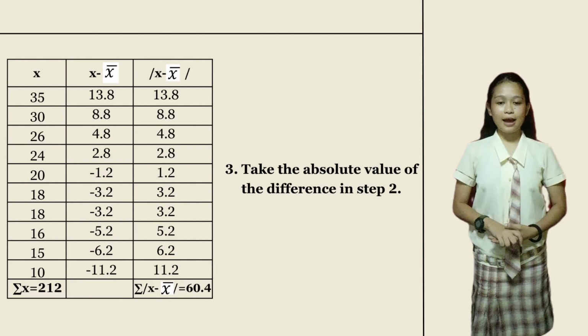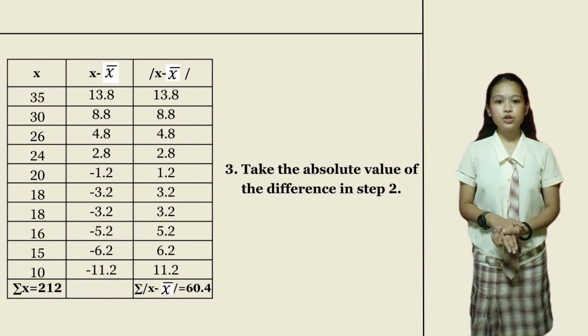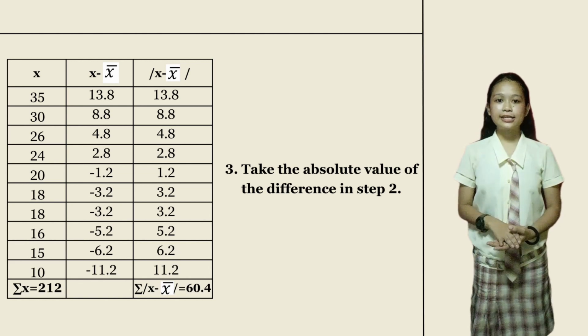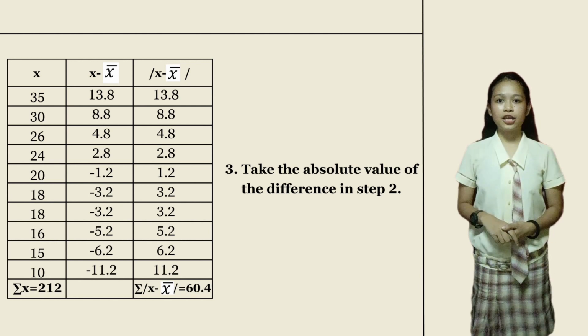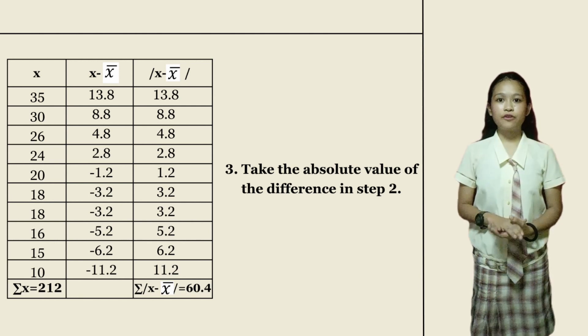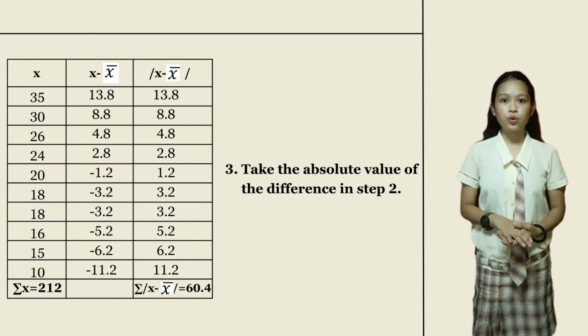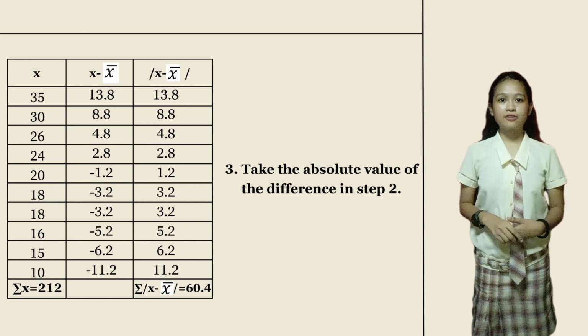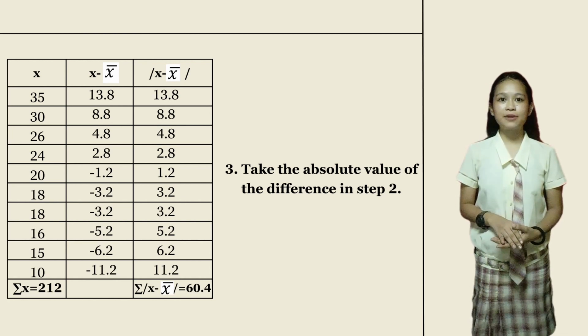For the third step, we have to take the absolute value of the difference in step 2. When we say absolute value, it is the non-negative value of the number. For instance, we have here negative 1.2. The non-negative value of negative 1.2 is positive 1.2. And negative 3.2, the non-negative value is positive 3.2, and so on. For the numbers that are already positive, we just simply copy them.